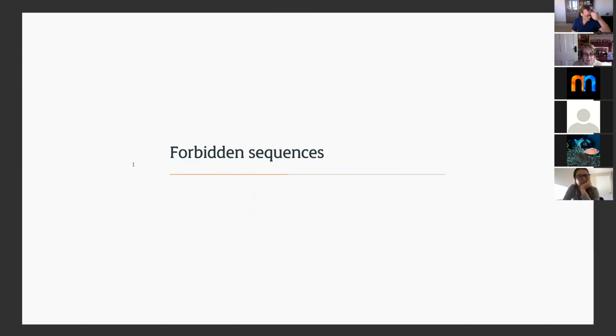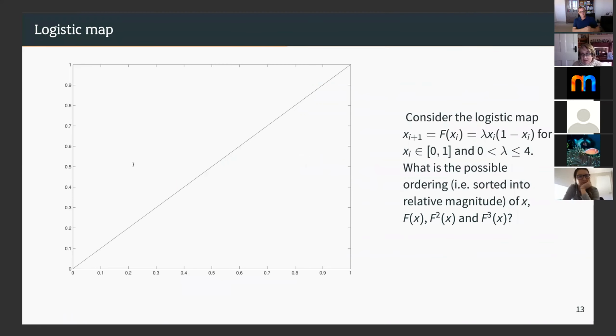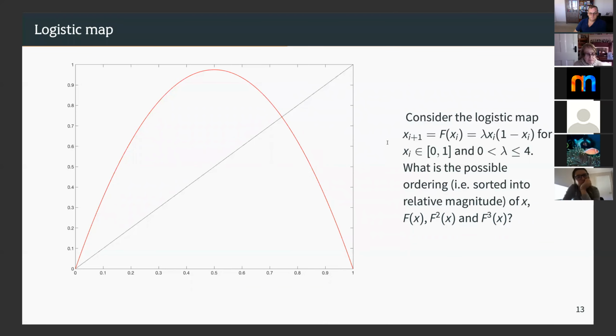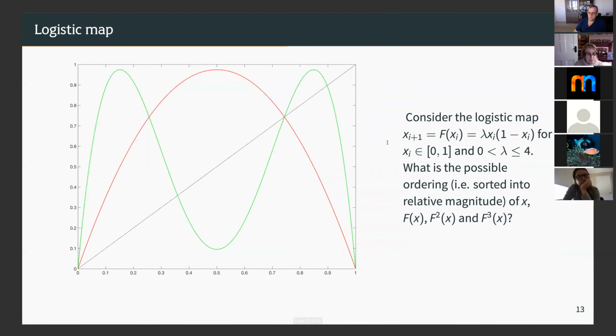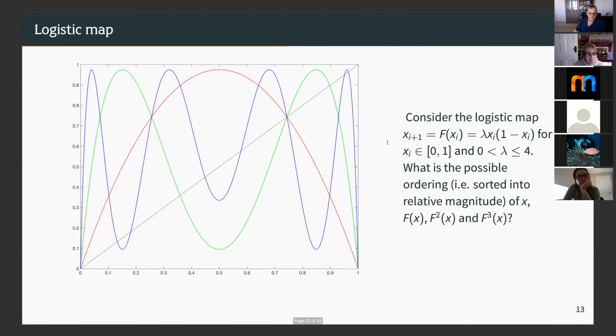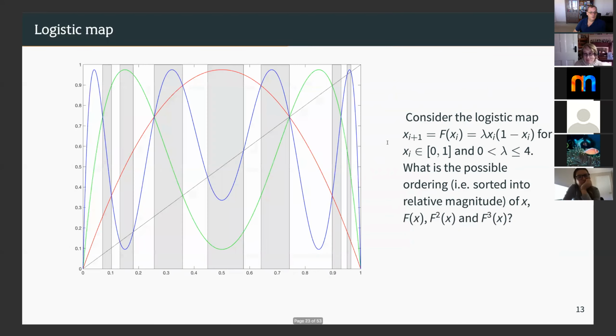Okay, so this is where we start with the idea of forbidden sequences. So here is a straight line. Let's think for a moment about the simplest chaotic dynamical system that we look at, the logistic map. That's the logistic map. If we apply the logistic map twice, we get that. Apply it 3 times, we get that.